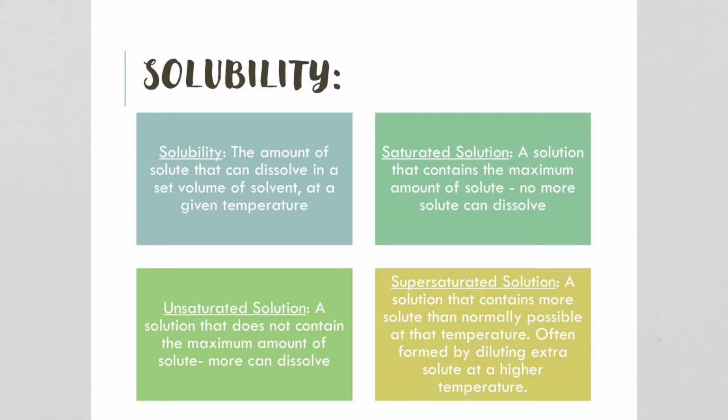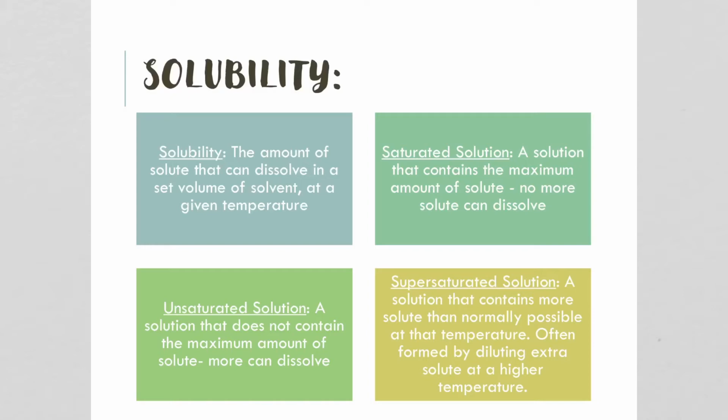So now we'll talk about solubility. Solubility is the amount of solute that can dissolve in a set volume of solvent at a given temperature. And this will vary depending on the substance that you're trying to dissolve. Some substances will be insoluble in water. They won't dissolve at all. Others will be able to dissolve readily, and it all depends on their properties. So remember, ionic compounds and polar solutes are able to dissolve in water, and non-polar substances would not be able to.